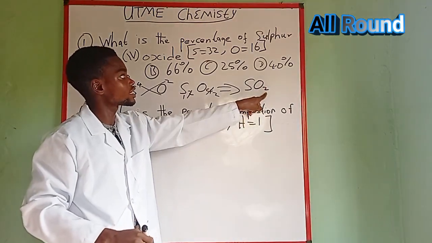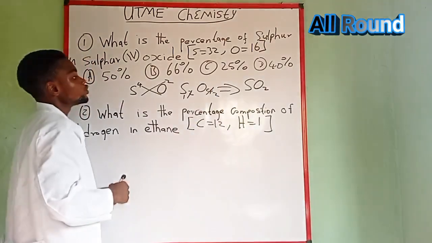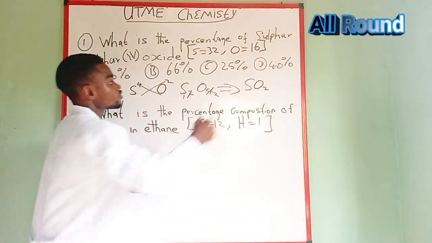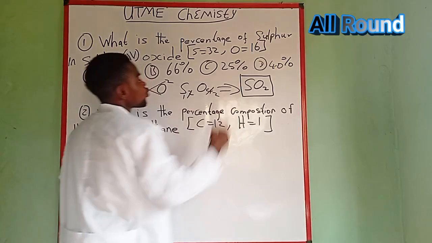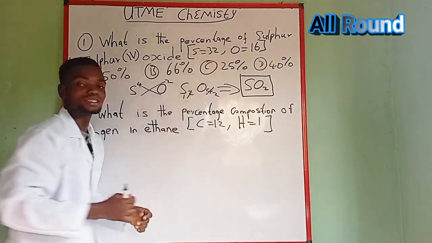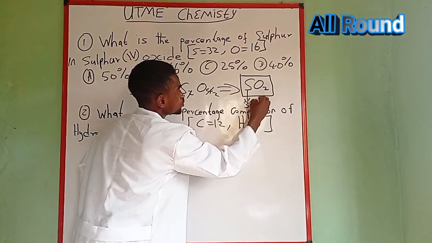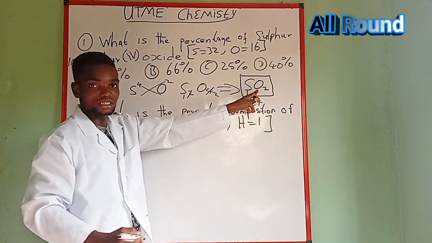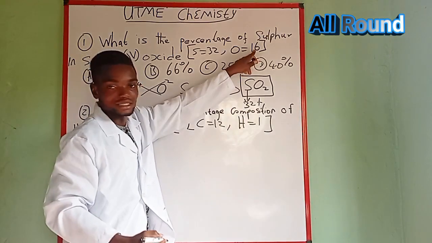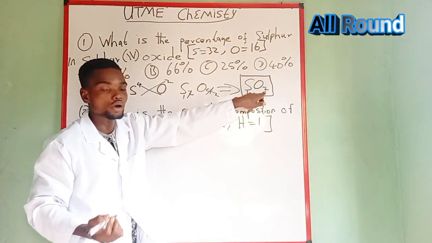Having known this compound, we know that there are 2 oxygen atoms that came to react with sulfur. So we now need to get the mass of this compound. Sulfur in brackets was given as 32. If you add the mass of sulfur, 32, plus the mass of oxygen, which is 16, but here oxygen has 2 atoms, so 16 times 2 gives us 32.